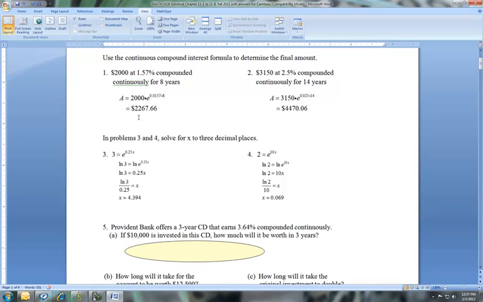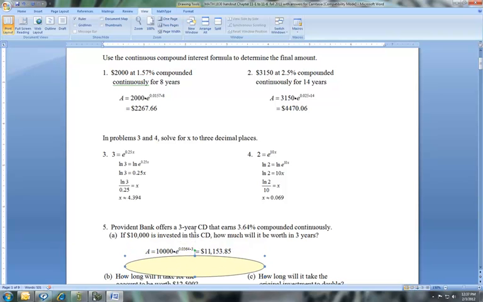Let's see, problem 5. Provident Bank offers a 3-year CD that earns 3.64% compounded continuously. $10,000 is invested. How much will it be worth in 3 years? Remember that A is the future amount, so that's what they're asking me to find here. So I'm going to have A is equal to my principal times e raised to 0.0364 times time. And if you do that in your calculator, you should come up with that. And pretty much, that's what they wanted for that problem.